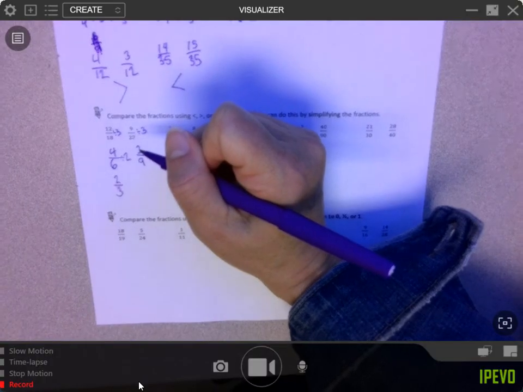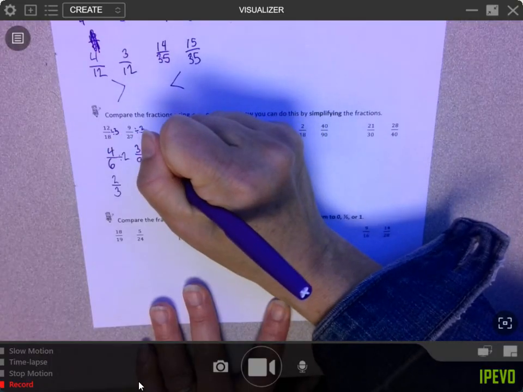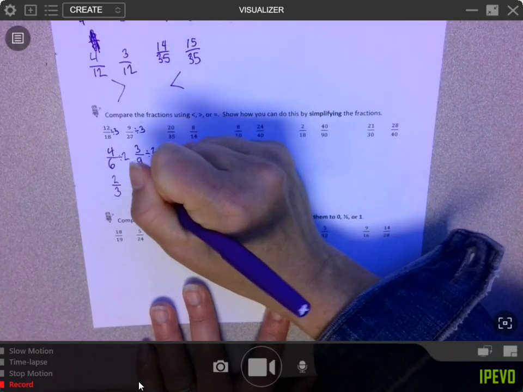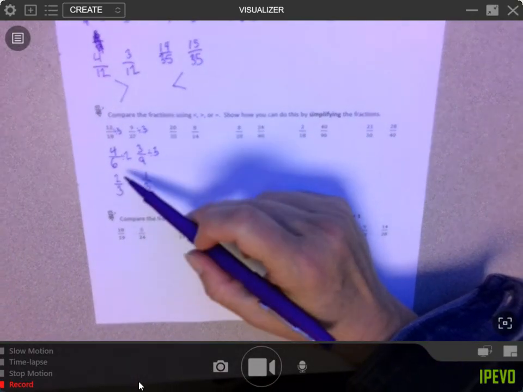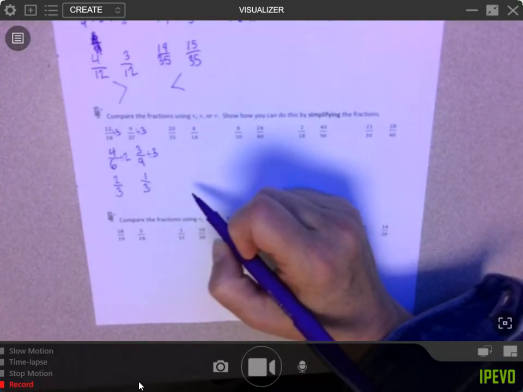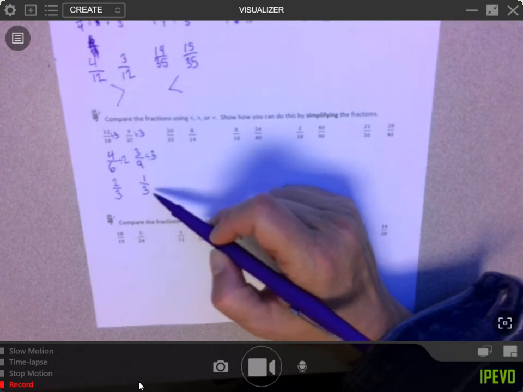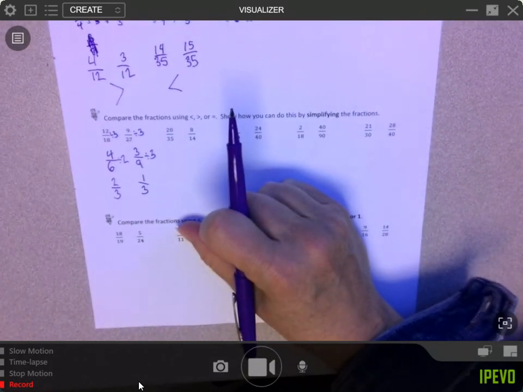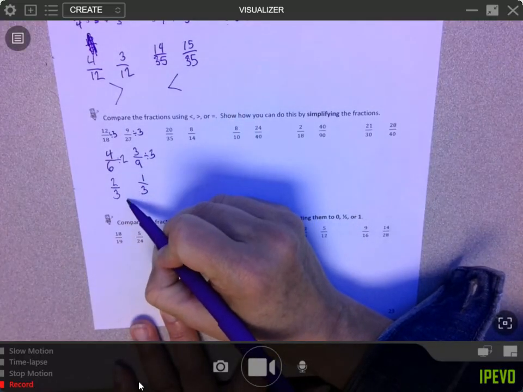Can I go any simpler? Kylie? I can divide another 3 out. 3 divided by 3 is 1. 9 divided by 3 is 3. Look at that. I can simplify them down to the same denominator. Now, just like up top, because I have that same denominator, now I can compare them. 2/3 to 1/3. Is 2/3 greater than, less than, or equal to 1/3? Kellen? Greater than, because 2 is bigger than 1.